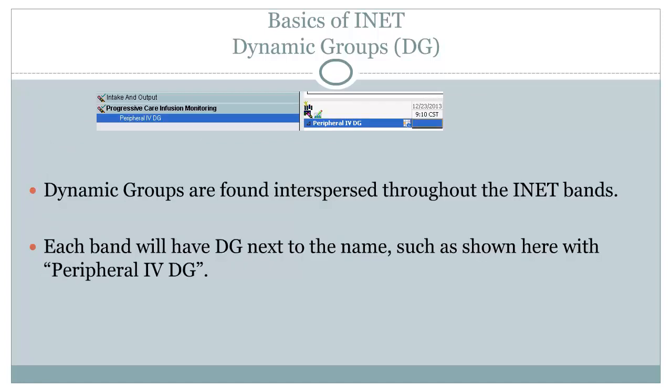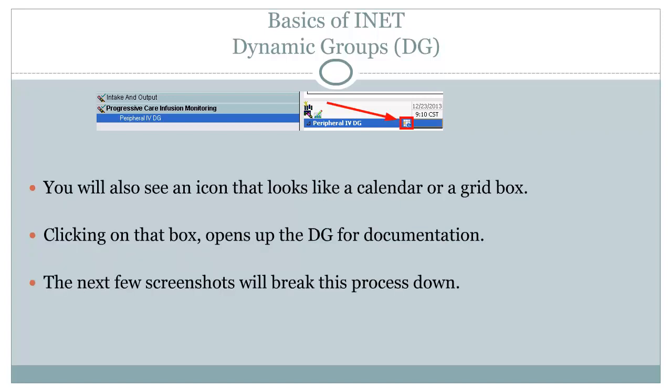Dynamic groups are found interspersed throughout the INET bands. Each band will have DG next to the name, such as shown here with peripheral IV DG. You will also see an icon that looks like a calendar or a grid box. Clicking on that box opens up the DG for documentation. Over the next few screenshots, we'll break down this process.